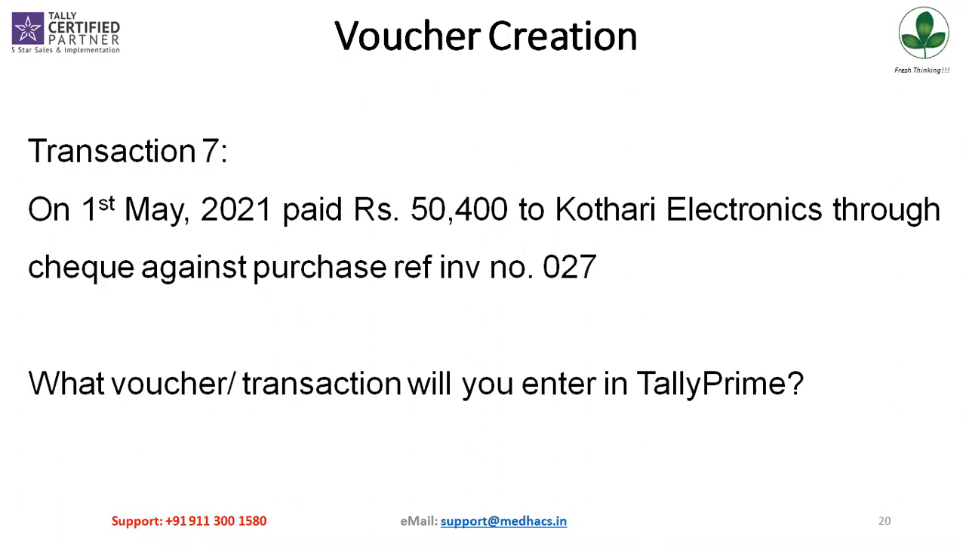On 1st of May, paid 50,400 to Kotari Electronics through check against purchase reference number 27. What voucher will you enter in TallyPrime? What will you debit? What will you credit? What is the value? Can everyone tell me the type of transaction? In what voucher do you need to enter this?